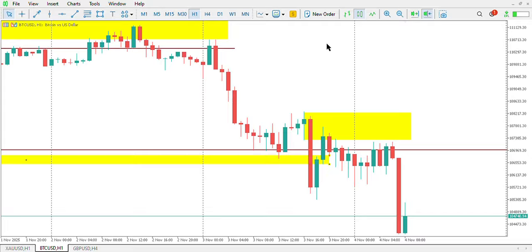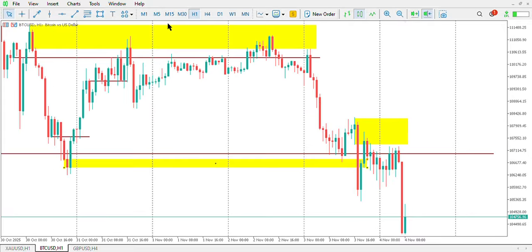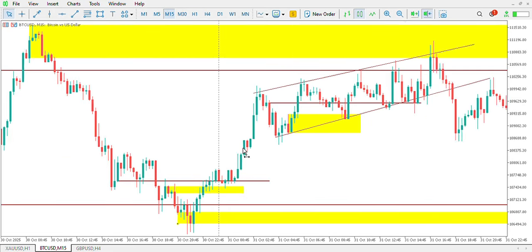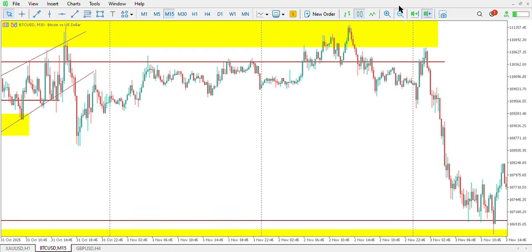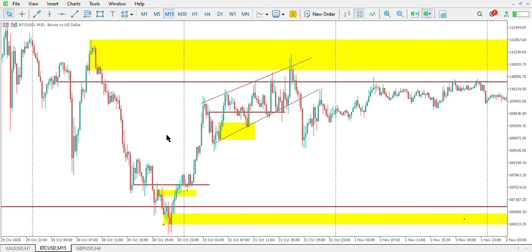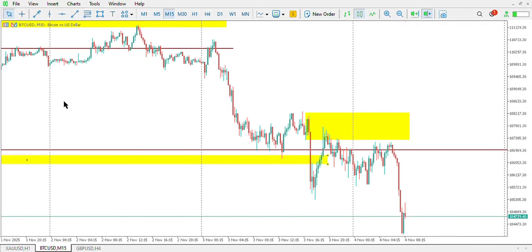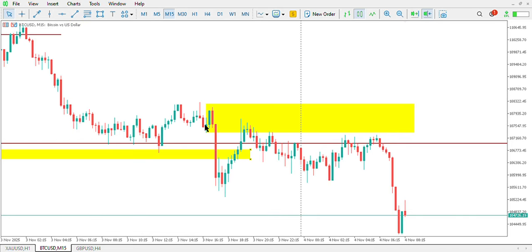So it's that simple. Or you can decide to take your entries on the 15-minute. You can decide to take your trades on the 15-minute. Identify your point of reference, which in this case is going to be something like this. You can also use that as your entry time frame. So whenever the market comes there and rejects, you can start trading.